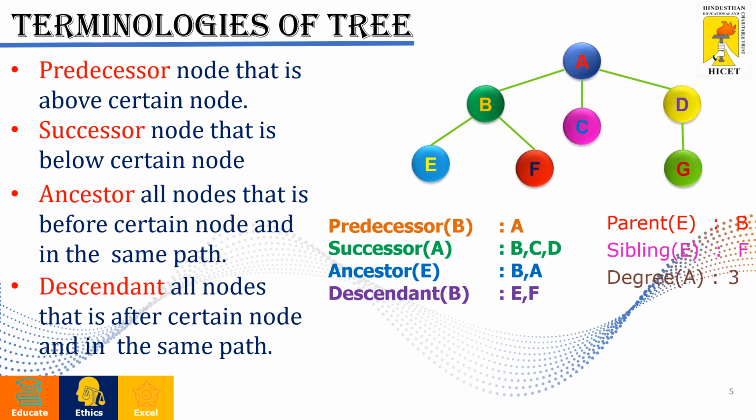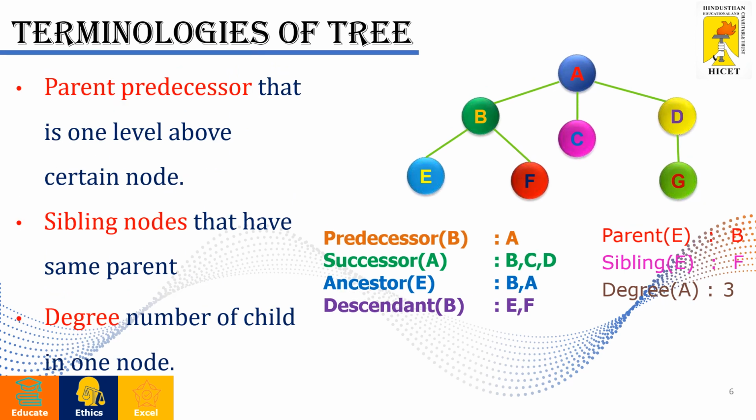Descendants and successors we can tell as similar. But descendants are nodes which are after a particular node, and they should be in the same path. So here, descendants of B are E and F. Descendant of D is G.